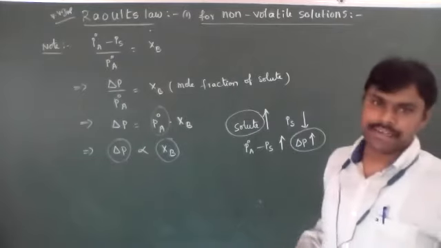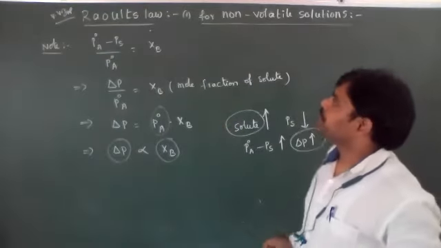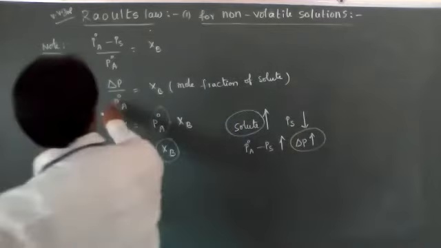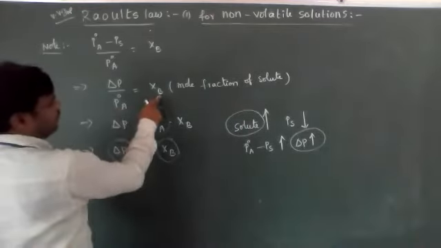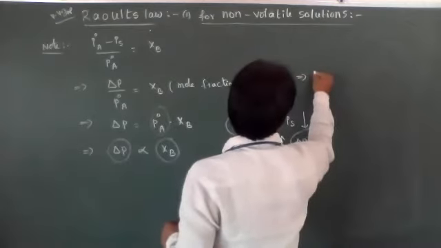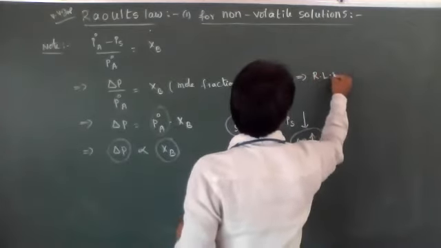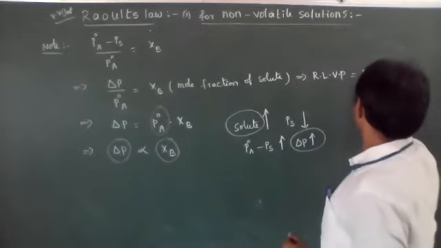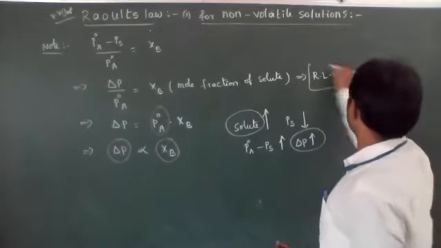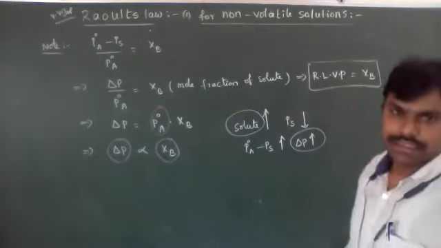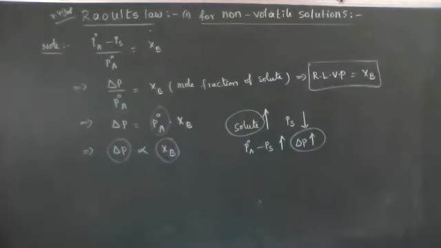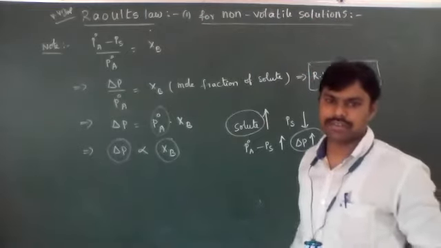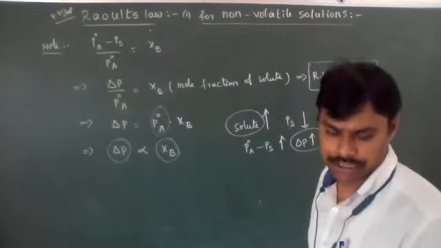So these are the important relations related to Raoult's law. Another important thing is delta P by P naught A is nothing but XB. This is also called RLVP, the relative lowering of vapor pressure, which is equal to the mole fraction of solute. This is another relation. Okay students, this is about Raoult's law for non-volatile solutions.